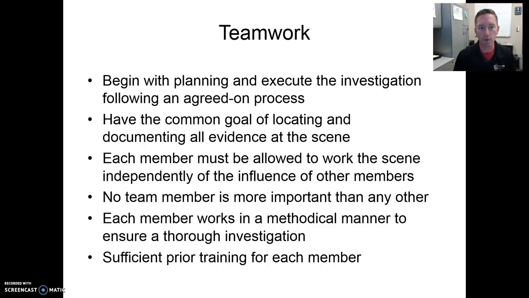No one person is more important than the other person on a team, and our job is not to solve the crime. Our job is to document the facts, and it's not who solves the crime, it's the team's work. It's a we attitude, and it's not a me, it's a we. We worked this case, we did this, we solved this crime.